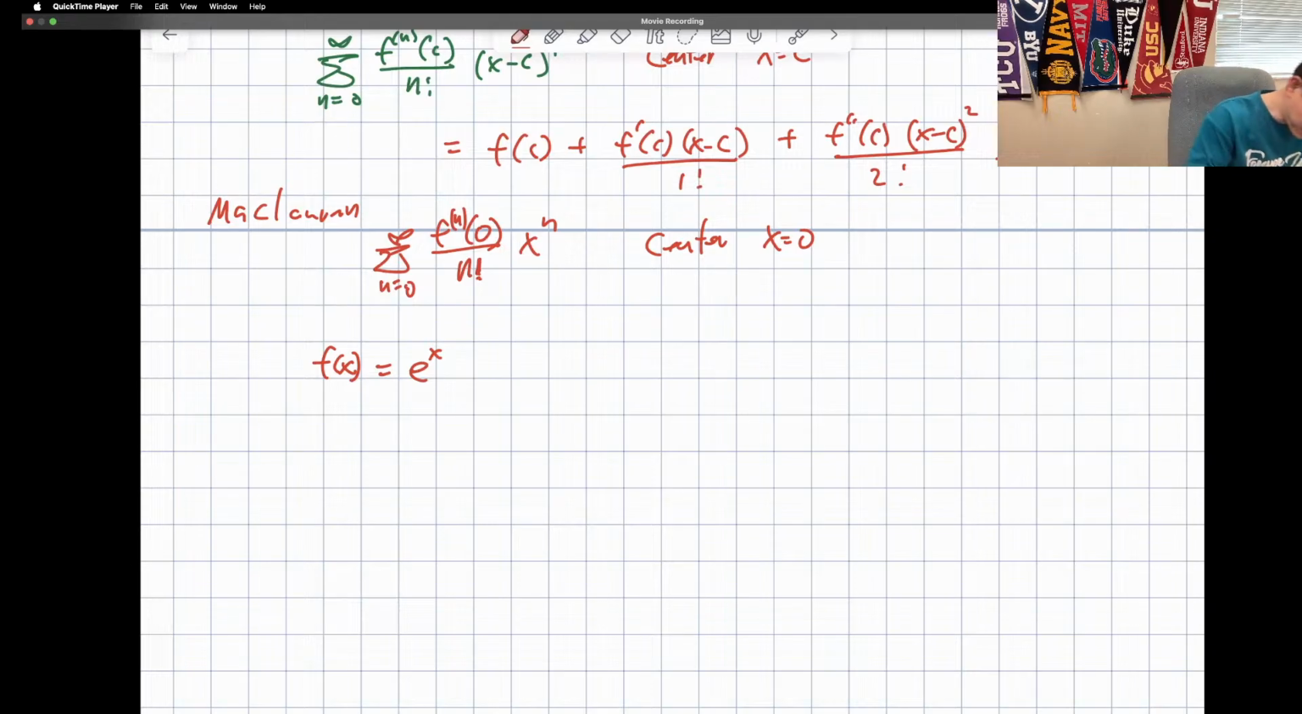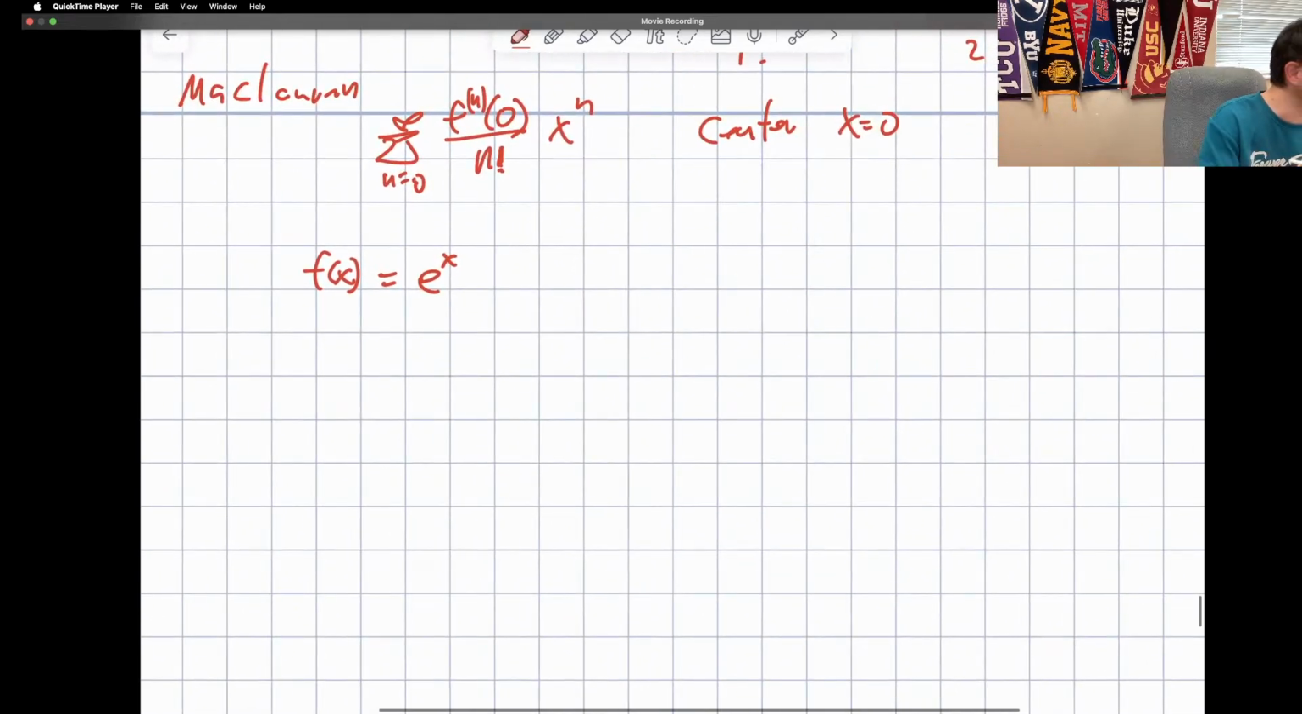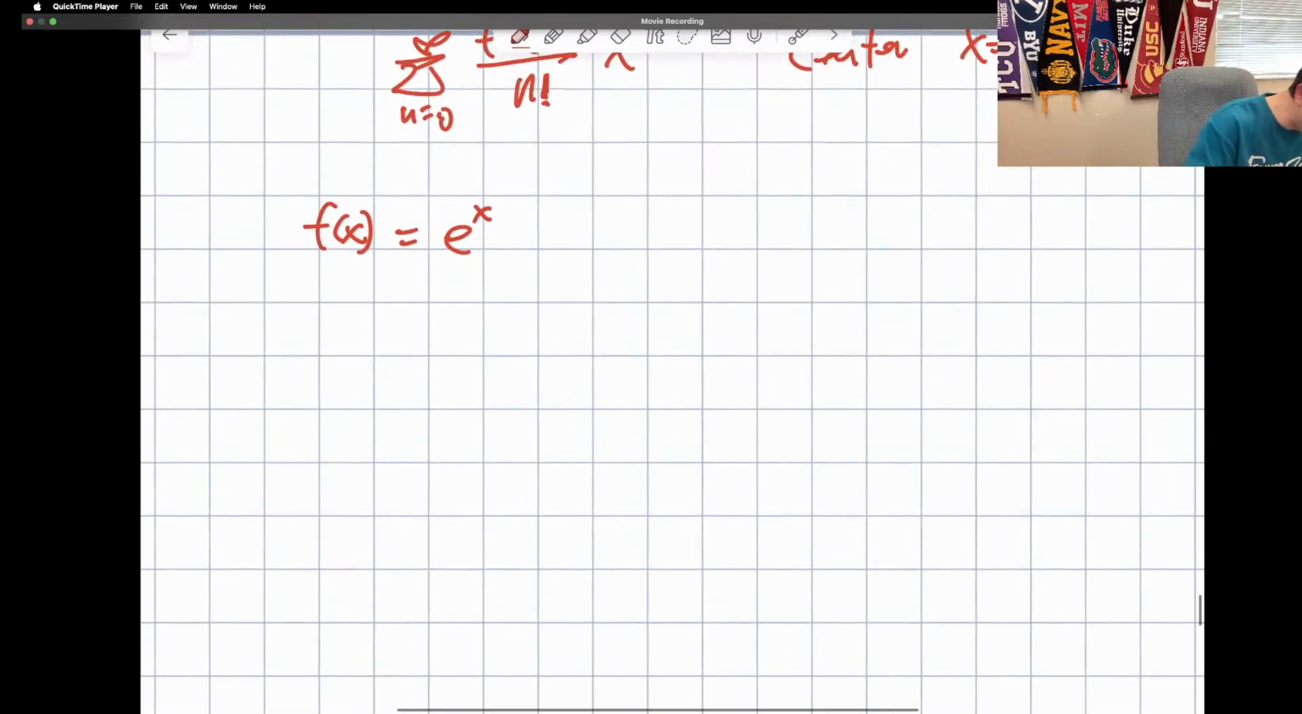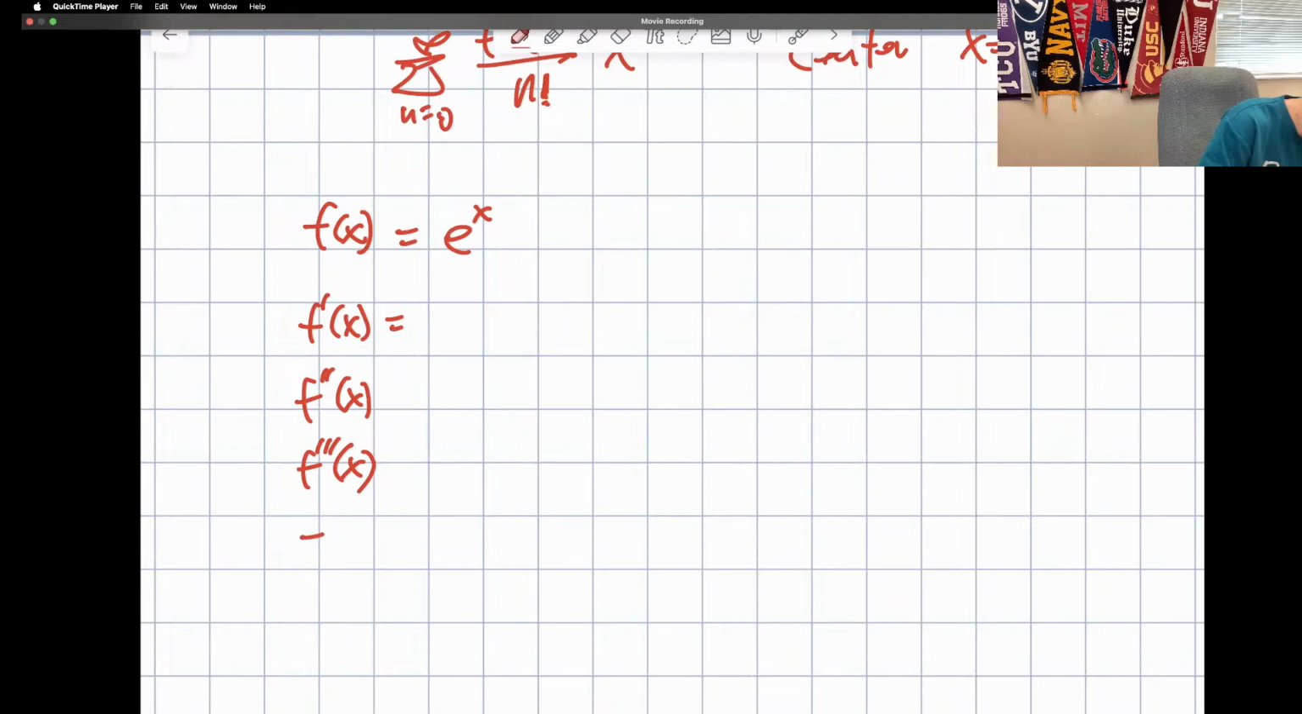All right. Okay, so this is a very, very easy thing to do. You take a derivative. You take a second derivative. You take a third derivative. You take the fourth derivative. And guess what? They all equal the same thing: e to the x, e to the x, e to the x, e to the x.